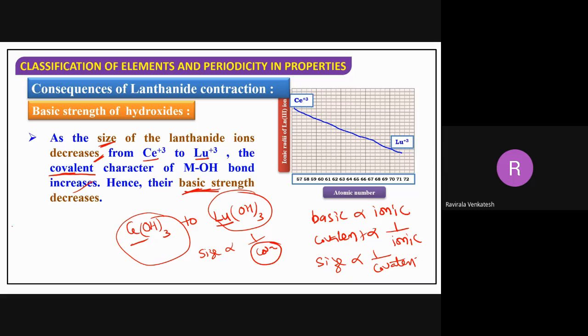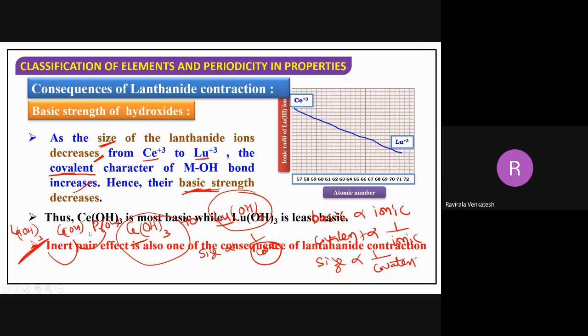If you start from lanthanum also, you can write lanthanum hydroxide, cerium hydroxide, like that we can write. So the first one will have more basic character when you compare with the second one, the second will have more when you compare with the third one. This is very important from the examination point of view. In multiple choice questions, you may get this type of question: which is the correct order of basic strength of lanthanide hydroxides? From lanthanum to lutetium, or cerium to lutetium, the basic strength is decreasing because of lanthanide contraction.